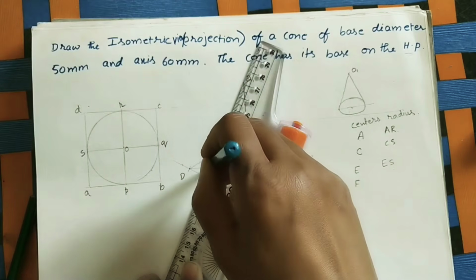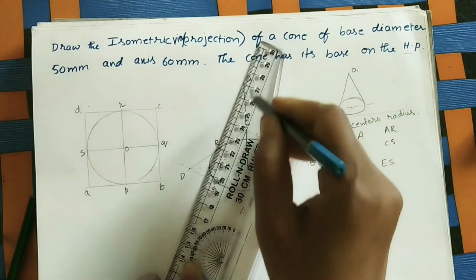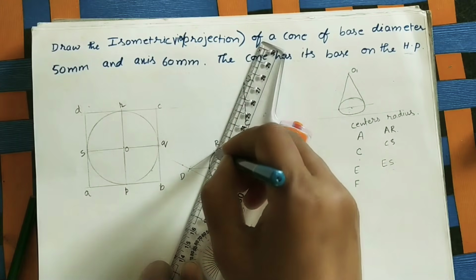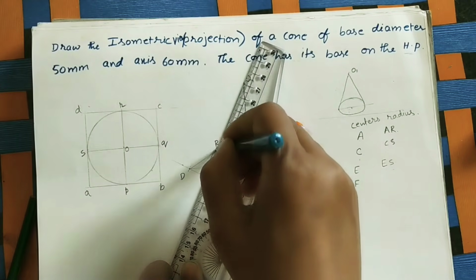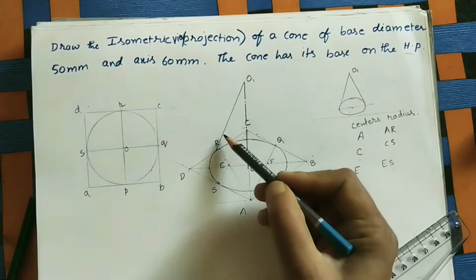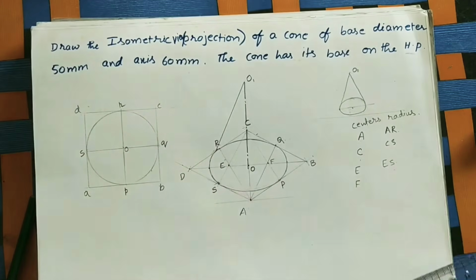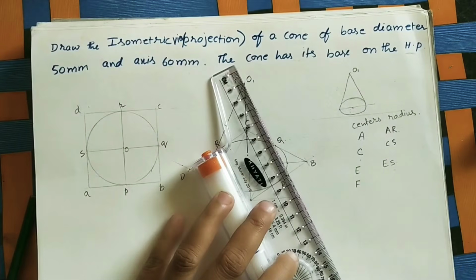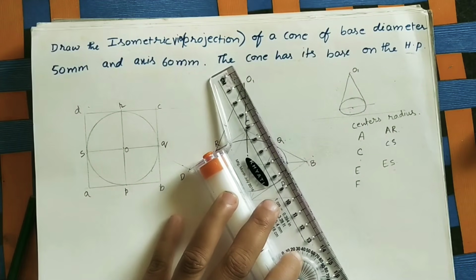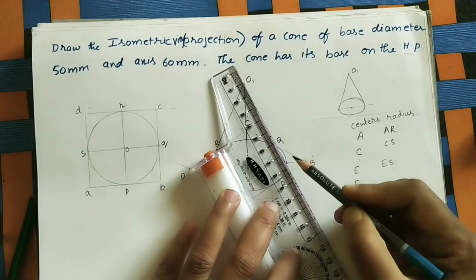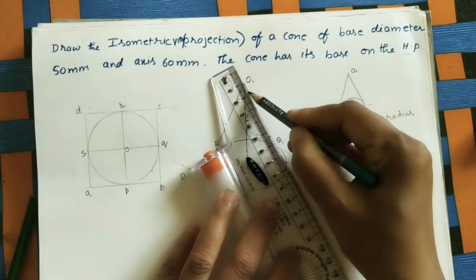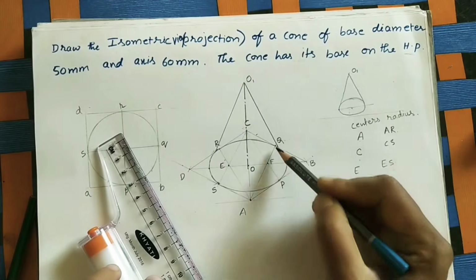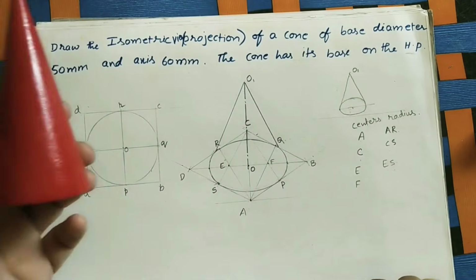Here we are keeping this point and this point on the same inclined line, but I will draw the inclined line only up to this point. I will not extend it like this. Don't extend this line here. Similarly, here also you keep this point and this point on the same inclined line. Now draw the line only up to this point, and the line should not cross this arc. This is the isometric view of a cone.